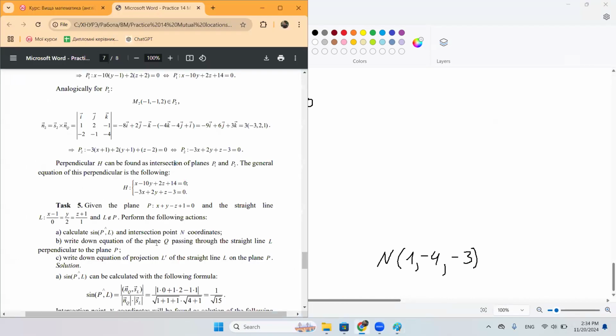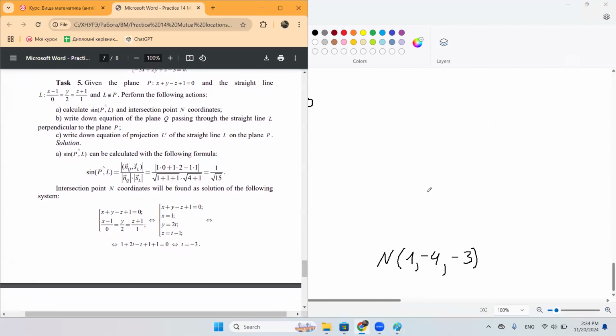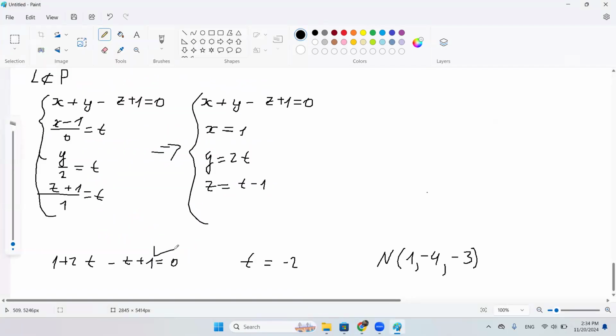So we found the coordinates. Oh no, something is not correct. Yeah, because I forgot the plus 1, so 3. So it's a classic problem. Let me correct it. So 1, minus 6 and minus 4. And these are the coordinates of point N.